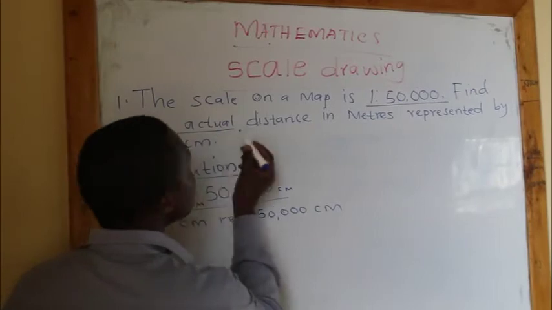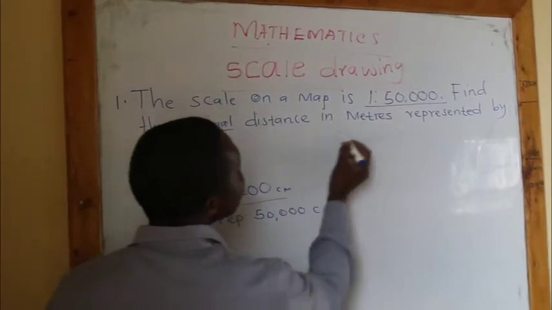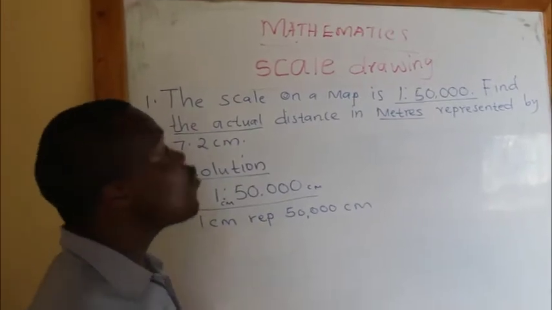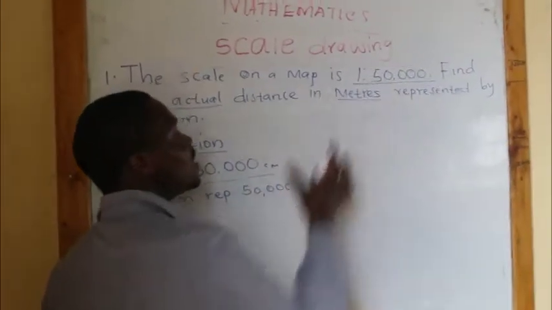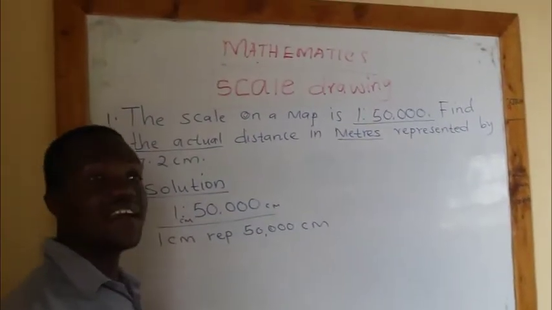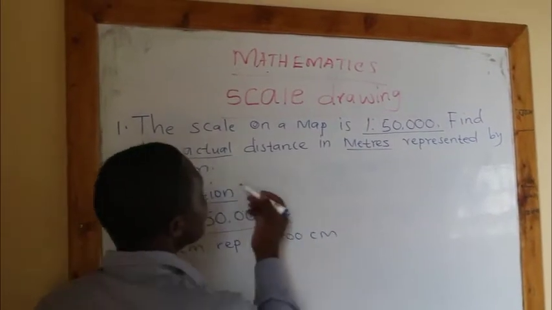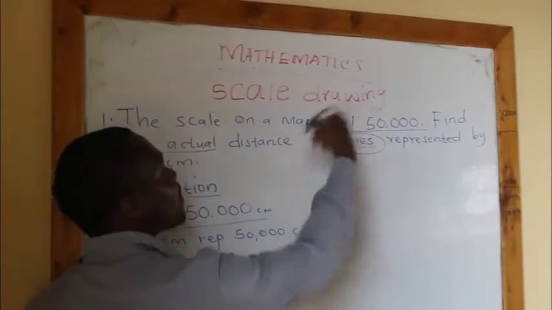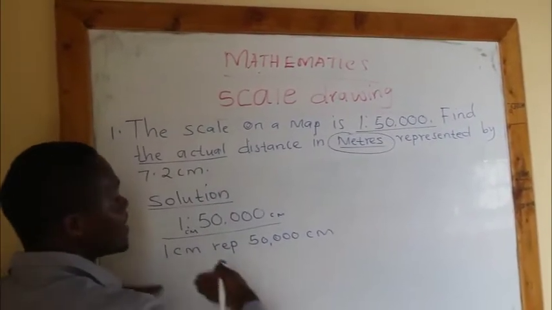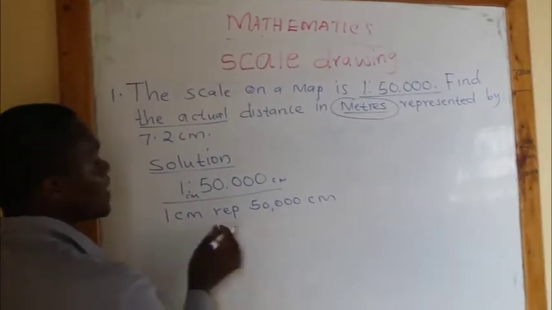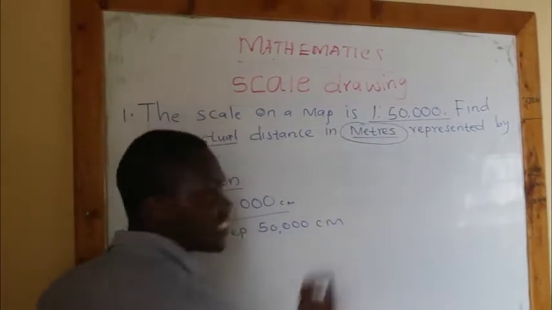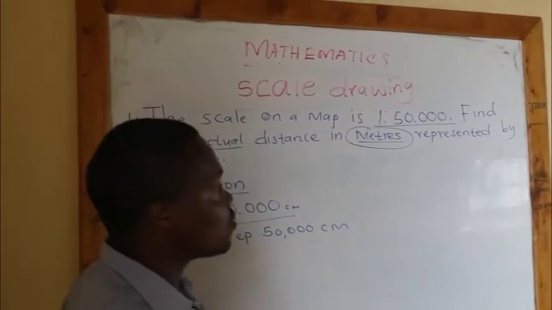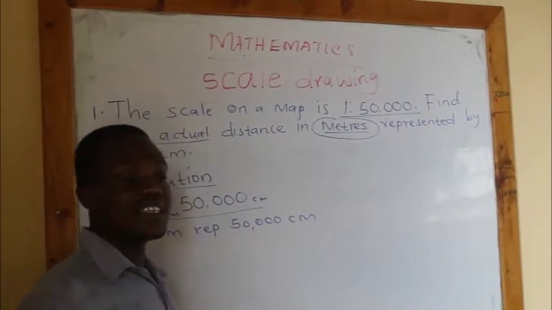Find the actual distance in meters. So one thing you have to be aware of, you must be given the units which you're supposed to convert your real length into. So this real length, which is meters, is the one which will help us to know how we convert our scale. So in this case, we shall convert our scale into meters.